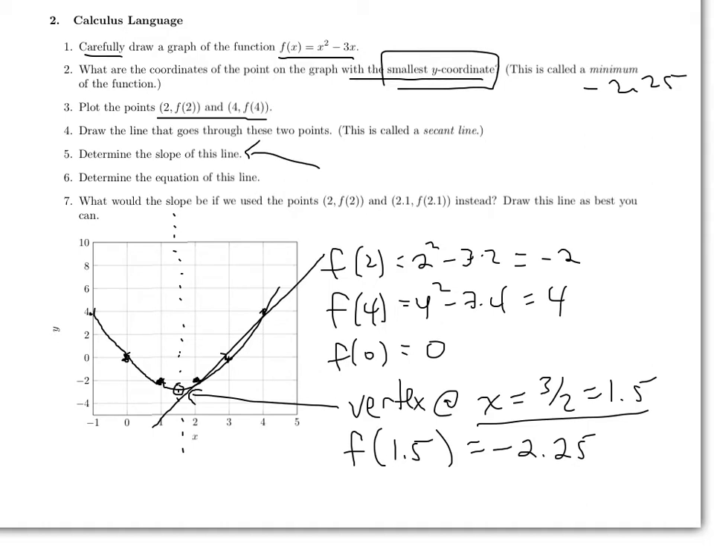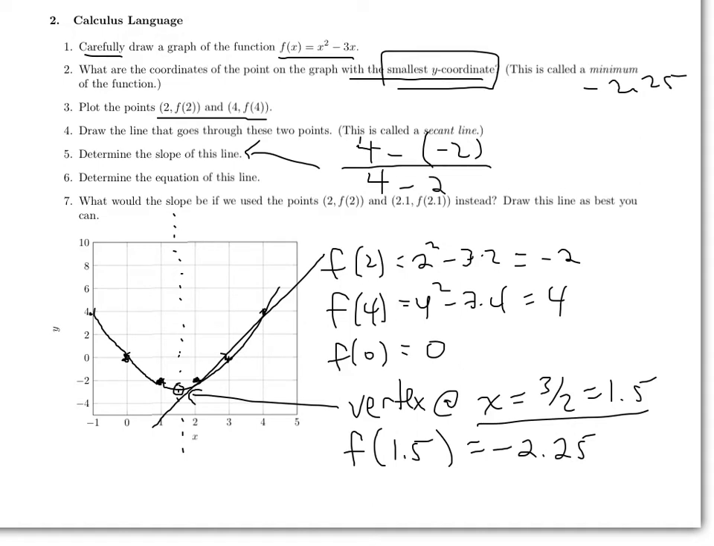So this question is just rise over run between these 2 points. Change in y over change in x. So the y coordinate of this point is 4 minus the y coordinate of the other point. The y coordinate of this point is negative 2. So the change in y is 4 minus negative 2. And the change in x is 4 minus 2.